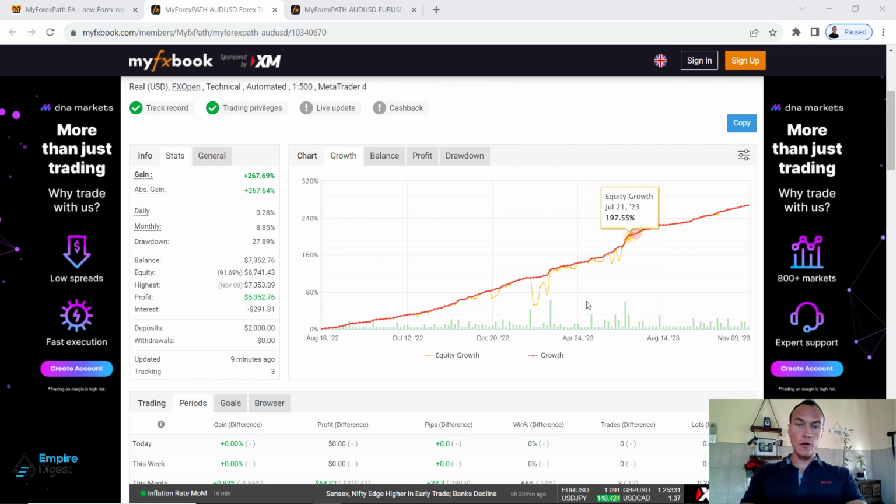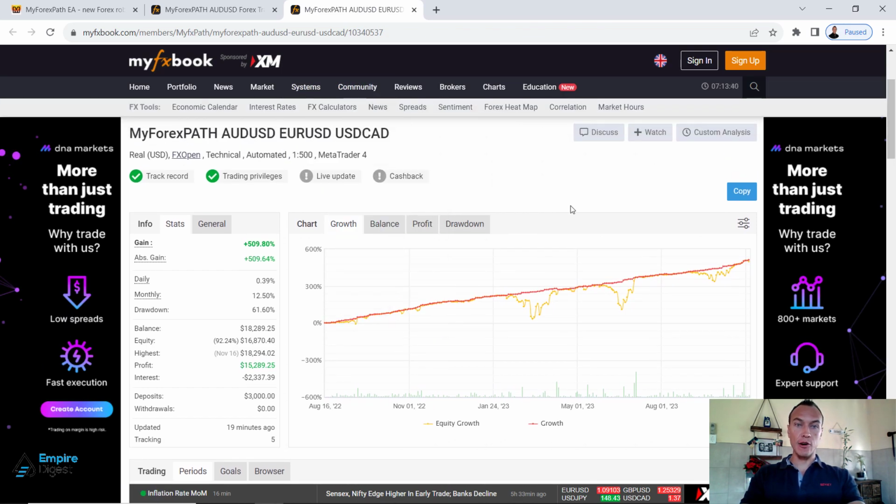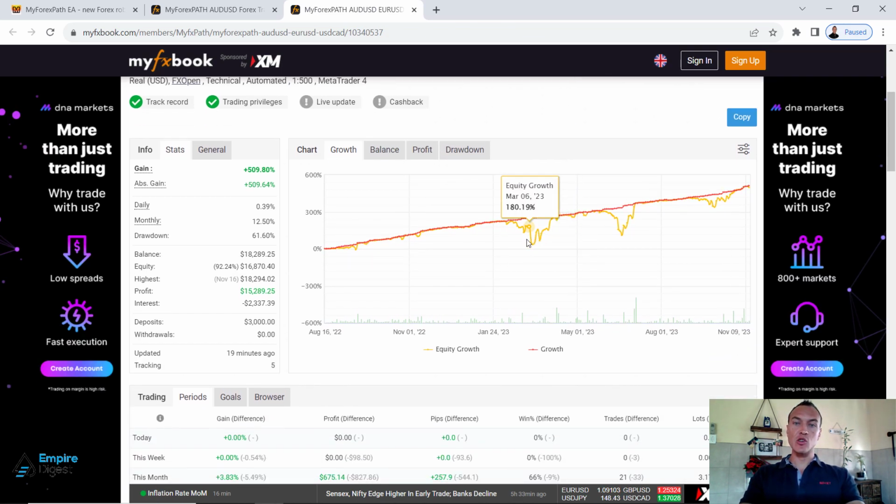I see quite a few things that we have to pay attention to, like the equity moving away from the actual growth that causes the drawdown, and that is on the AUD USD pair. And then we've got the one with the AUD USD, Euro USD, USD CAD that's got very similar styles with regards to drawdown. That is definitely something we have to look at.